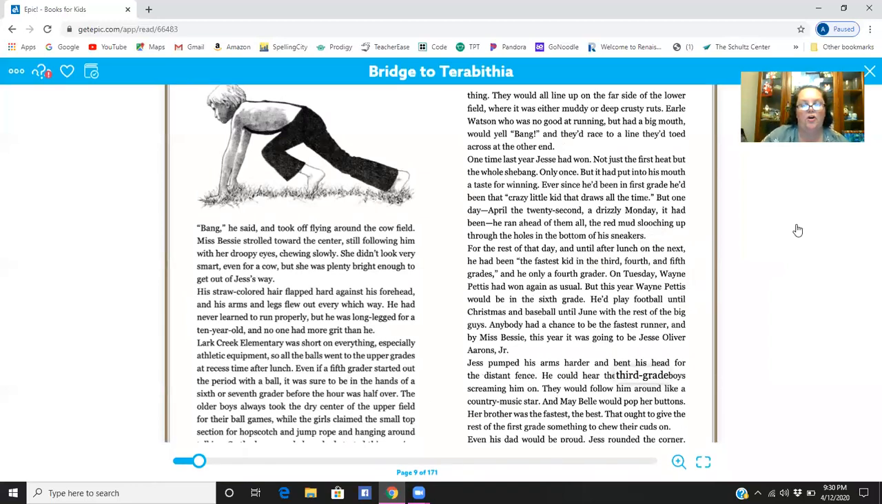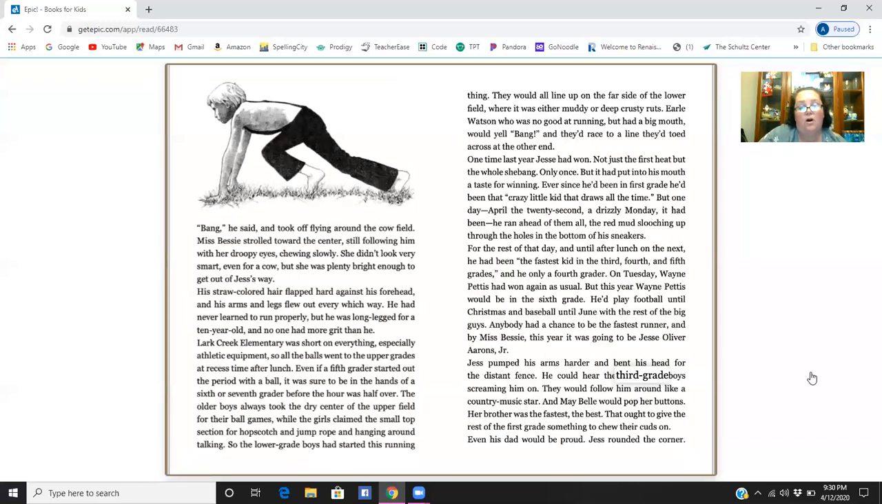Bang, he said, and took off flying around the cornfield. Miss Bessie strolled toward the center, still following him with her droopy eyes, chewing slowly. She didn't look very smart, even for a cow, but she was plenty bright enough to get out of Jess's way. His straw-colored hair flapped hard against his forehead, and his arms and legs flew out every which way. He had never learned to run properly, but he was long-legged for a 10-year-old, and no one had more grit than he. Oh, there's that word, grit.